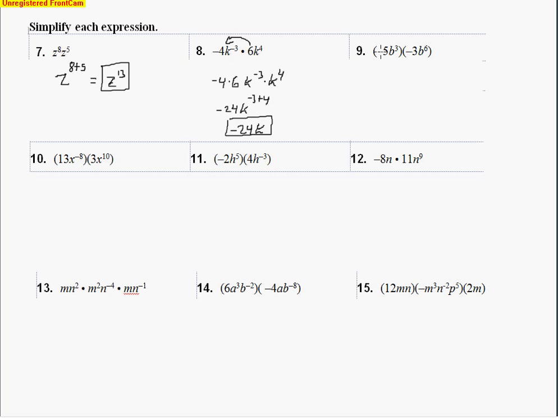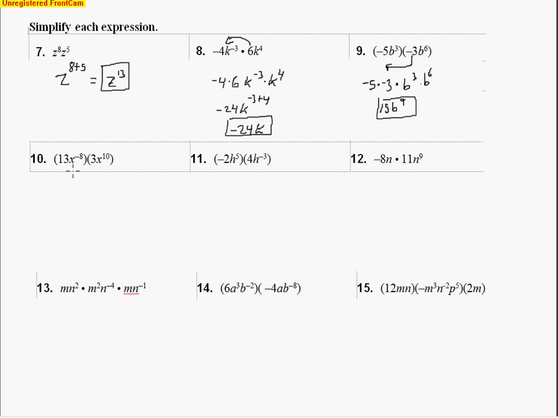Next problem. We do the same sort of thing. They have a different notation here with just the parentheses. We can still use the commutative property since everything's being multiplied together. So negative 5 and negative 3, and then b to the 3rd times b to the 6th. And so that makes 15b to the 9th power.